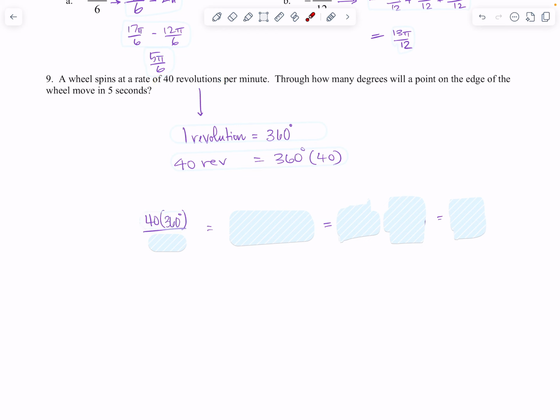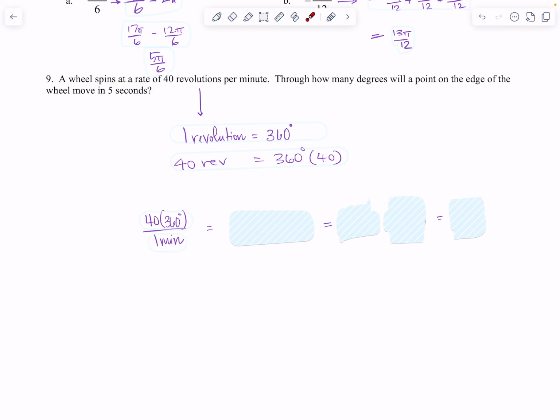So what I did was I set this up in a fraction. We've got 40 revolutions. Each one of those 40 is worth 360 degrees, and it's for every minute. All right, so this is setting it up in fraction form. But I don't want 1 minute. I want to think about 5 seconds. So let's read the rest of the question. Through how many degrees, so ultimately I want my answer to be done in degrees.